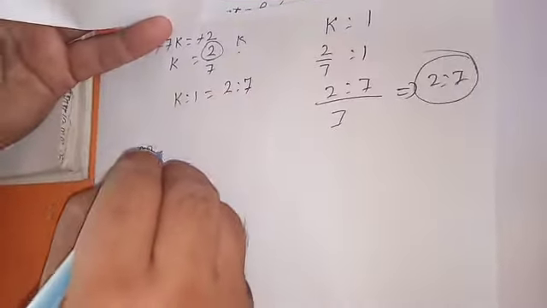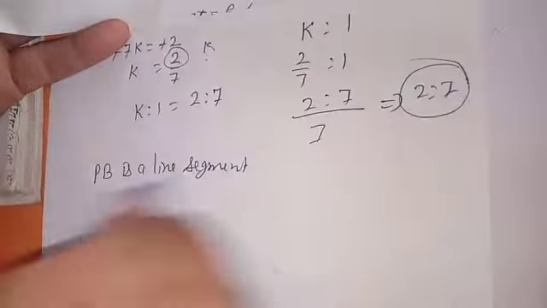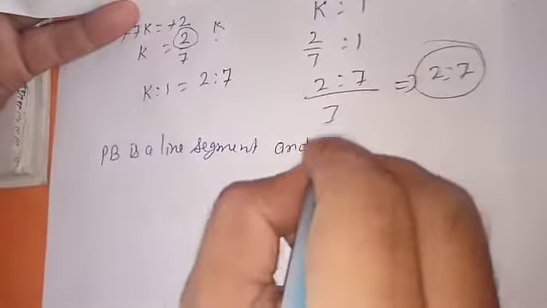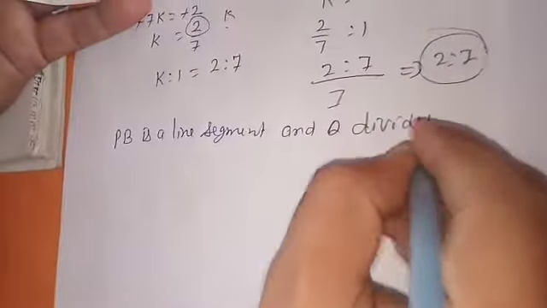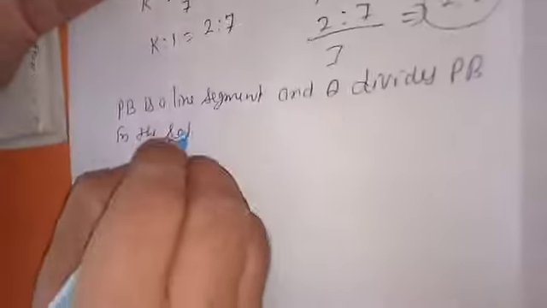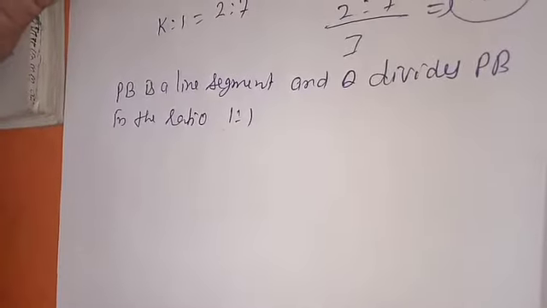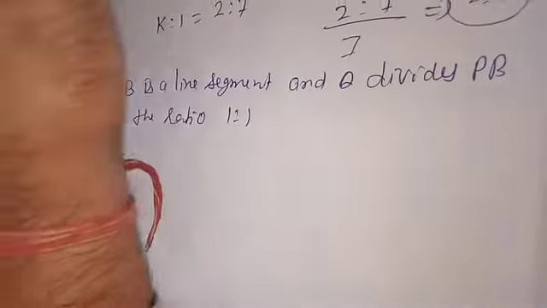Then you have to find out the coordinates of this point Q. So you can say PB is a line segment and Q divides PB in the ratio 1:1. Understood? So this formula you know: its coordinates plus its coordinates divided by 2.